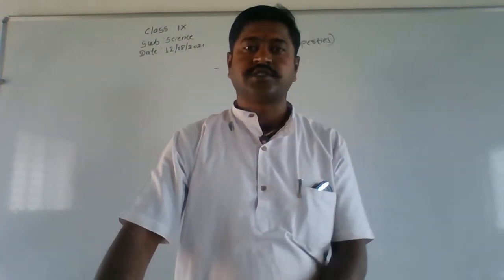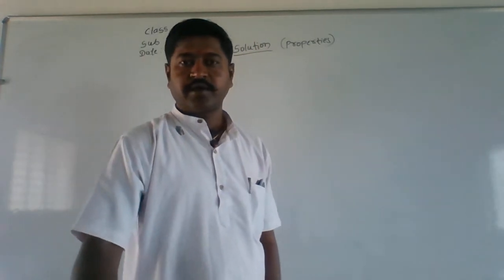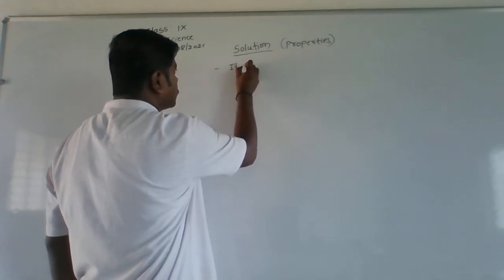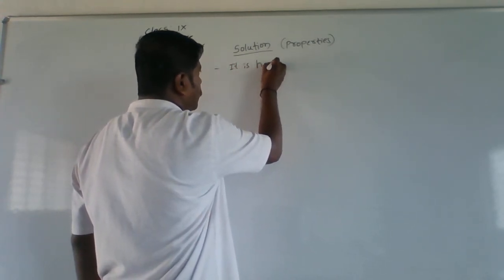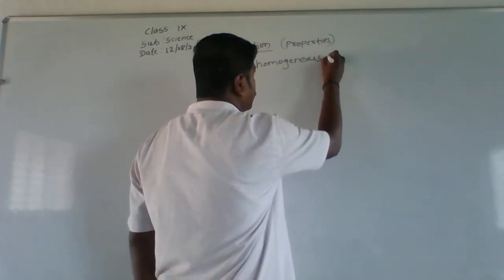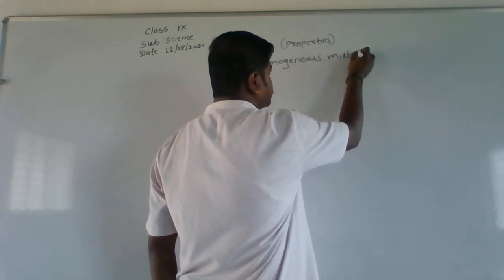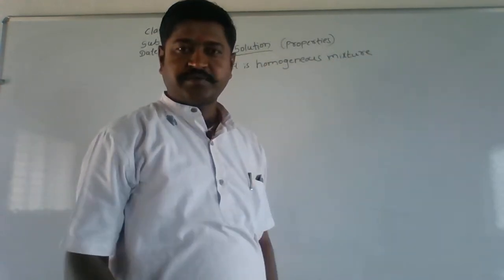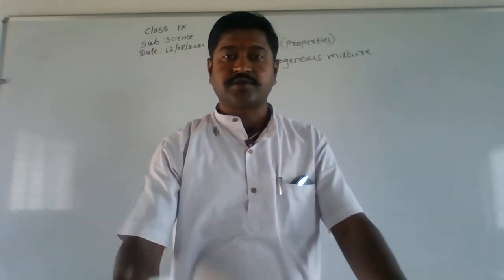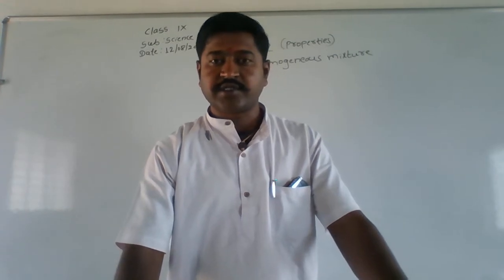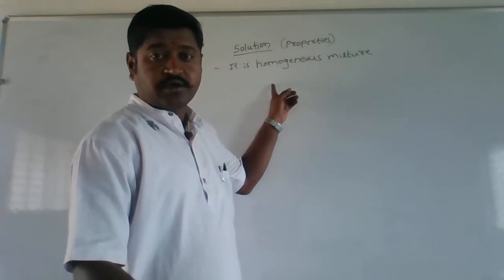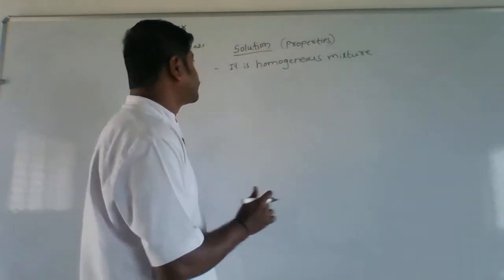Okay, we'll be seeing next properties of solution. So what kind of properties will a solution be showing? The first one is it is always a homogeneous mixture. What do you mean by homogeneous mixture? It is uniformly composed throughout. Composition is uniform throughout that solution.